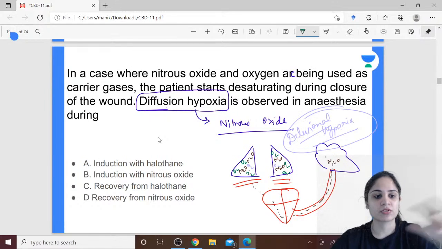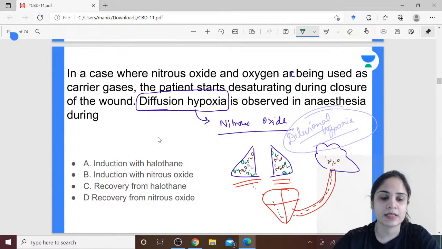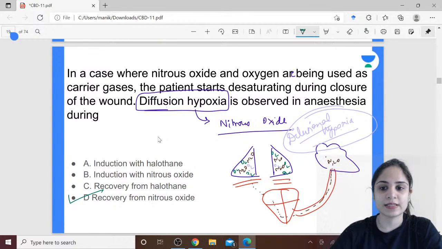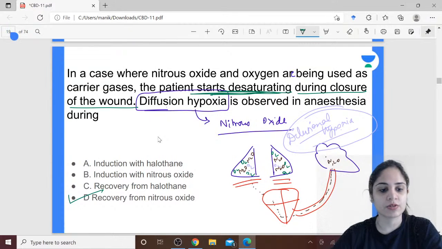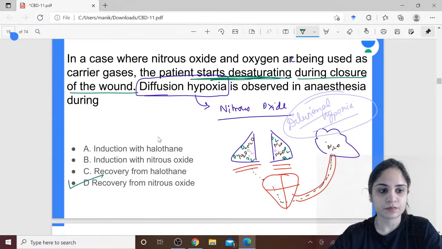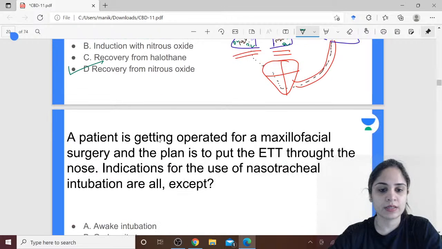So by the time nitrous oxide comes back to the lungs, there is enough oxygen so that there is no dilution. Okay, so this happens during recovery from nitrous oxide when you switch off the nitrous oxide at the end of surgery. That's why they are saying here that during closure of the wound, meaning surgery is ending, the patient starts desaturating. This is because of dilution of oxygen in the lungs. Okay, so this is dilutional hypoxia or diffusion hypoxia. Okay, moving on to our next question.